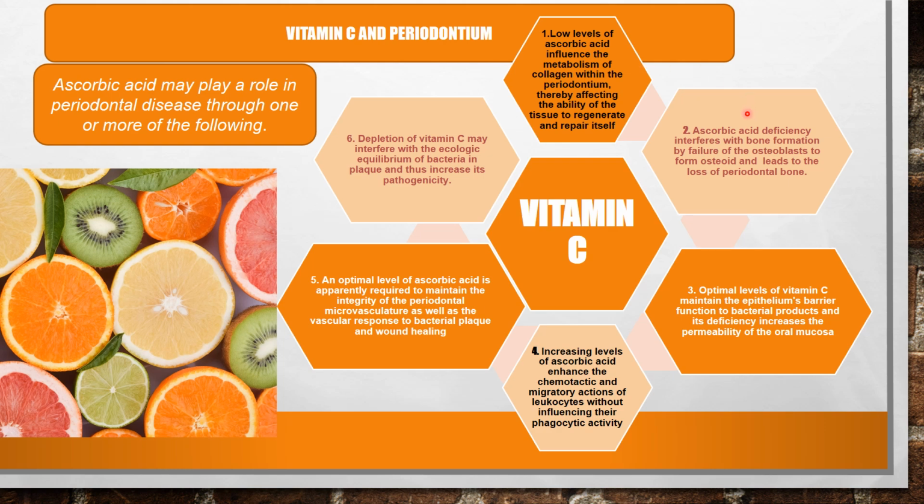The second one is that its deficiency interferes with bone formation. How can it affect bone formation? By failure of the osteoblasts to form osteoid. So there is decreased activity of osteoblasts, which leads to loss of a greater amount of bone. So that is the second one. First one is collagen metabolism, second one is bone formation.